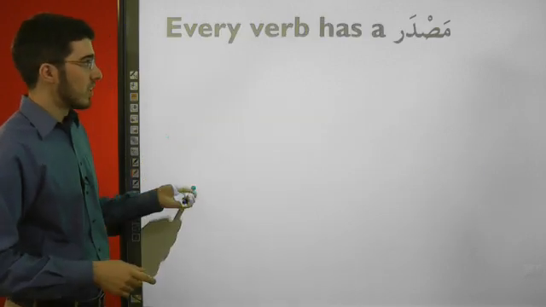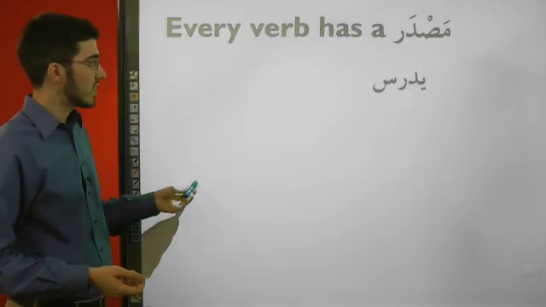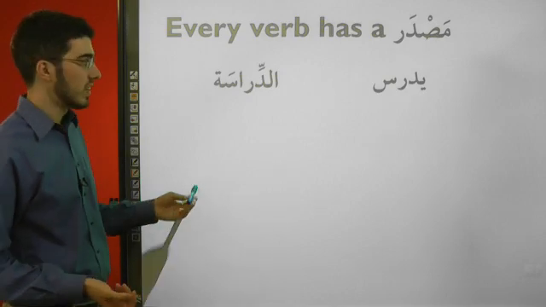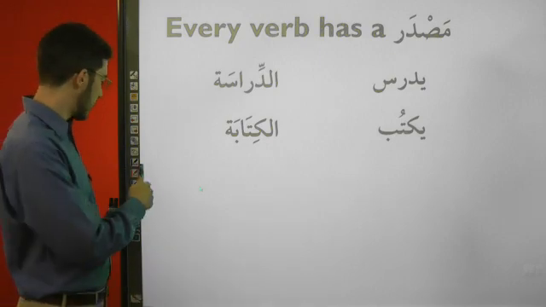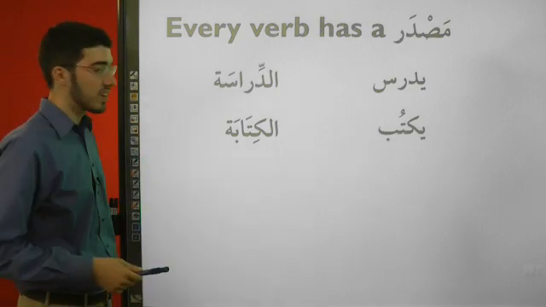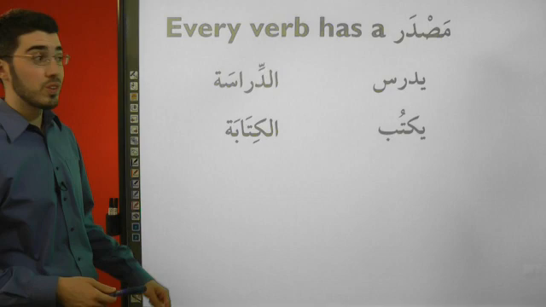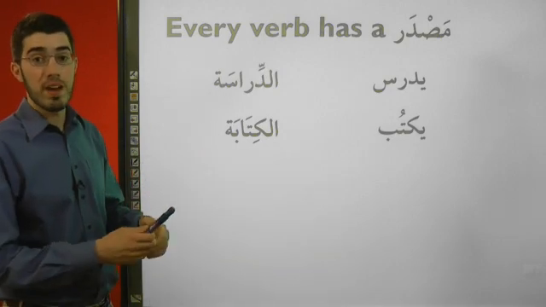Watch out for that. So for example, yadrusu, he studies, has, for example, ad-dirasa, studying. And yaktubu, he writes, has al-kitaba, writing. But before you start thinking, wait a minute, they're rhyming. Ad-dirasa, al-kitaba. Please note there's many, many patterns for the masdar. They're not always in the pattern fi'ala.